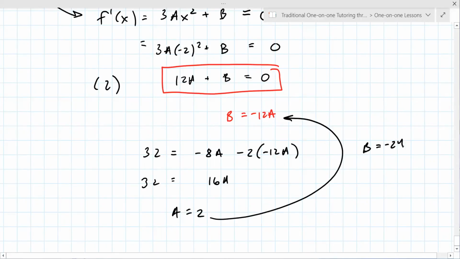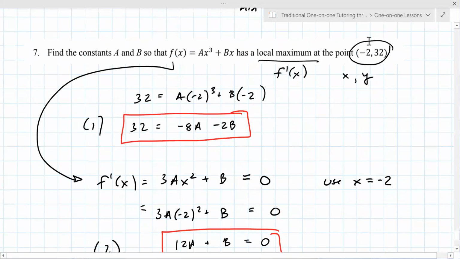Like that, you're trying to find a and b. Again, you got to remember that there's 2 points. There's the one that's given, that goes into the original. And then you just use the x value. You do not use the y value for that because you're setting the derivative equal to 0. The y value of the derivative is 0 in that case.